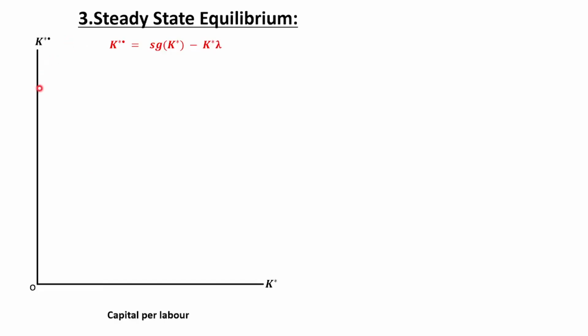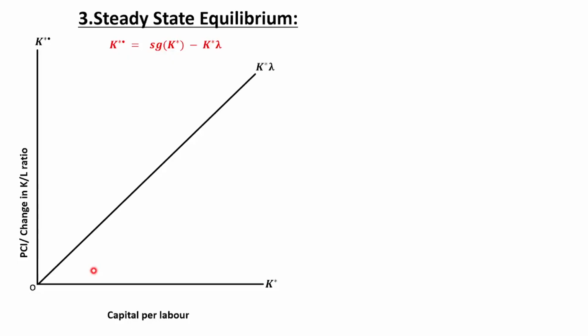That means here in the y-axis we can show per capita income and change in capital labor ratio. This is the required investment, k asterisk times lambda, which begins from the origin and increases at a constant rate. Here k asterisk times lambda means required investment, which means the economy must invest in order to maintain its existing capital depreciation rate and increasing population growth rate.